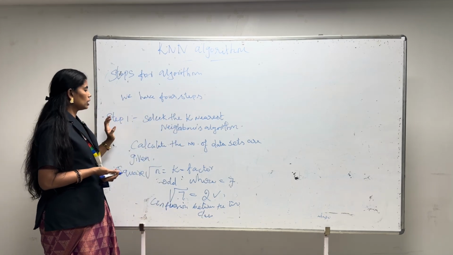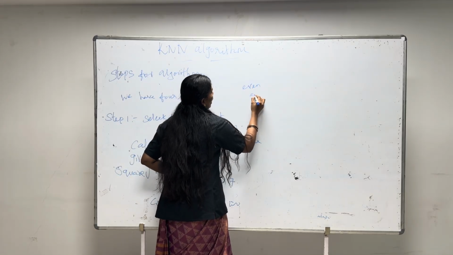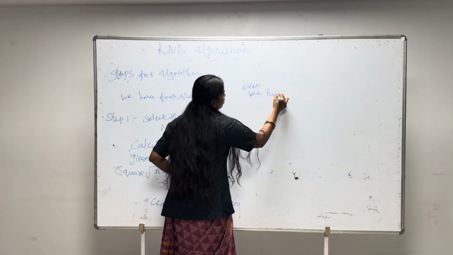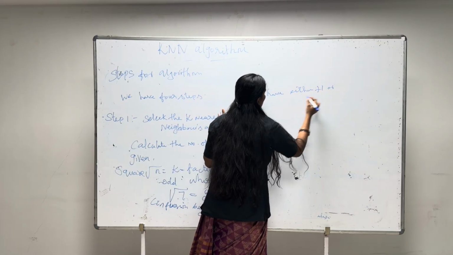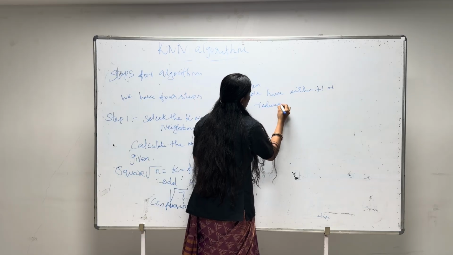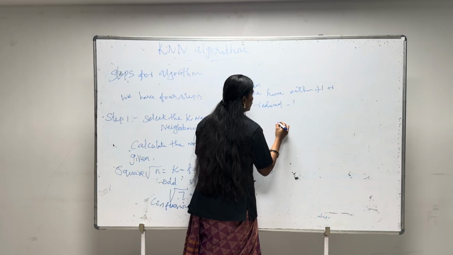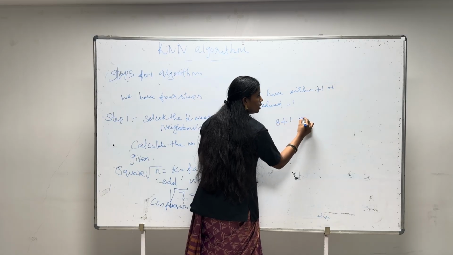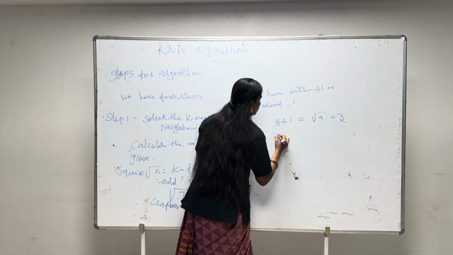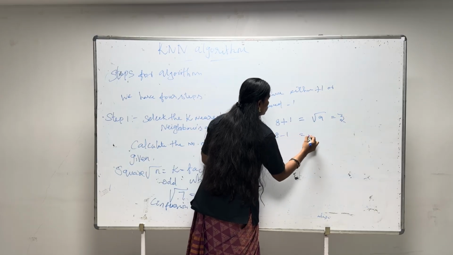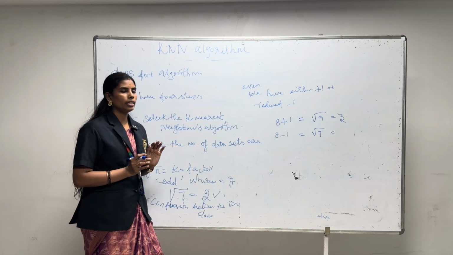If you are calculating the number of data sets, if it is an even number, we have to either add one or reduce 1. If for example the data sets value is 8, either we have to add 1, the number will be root of 9, the value will be 3, or it will be 8 minus 1, the root number will be 7, because every time we want the number to be an odd number.